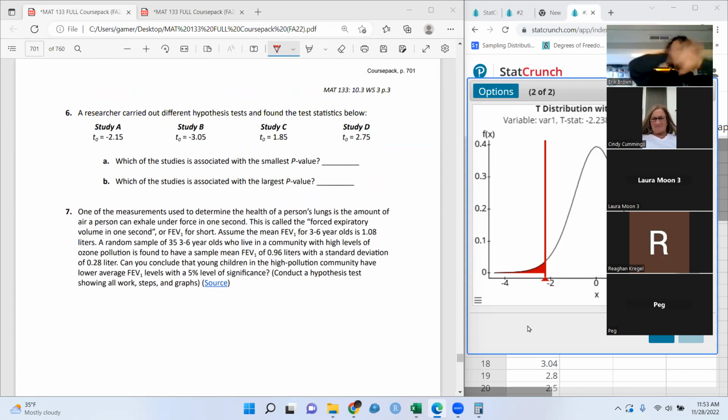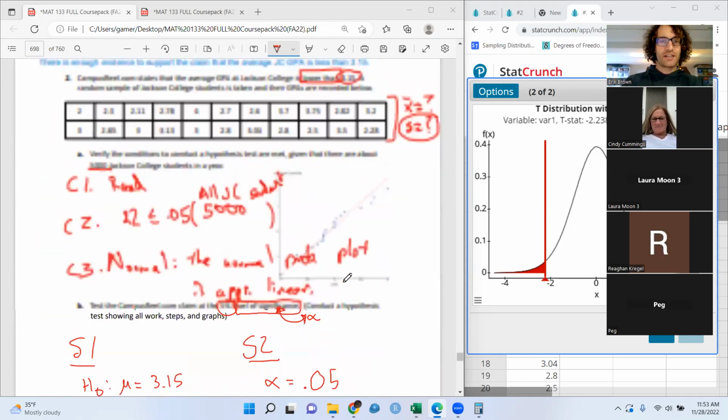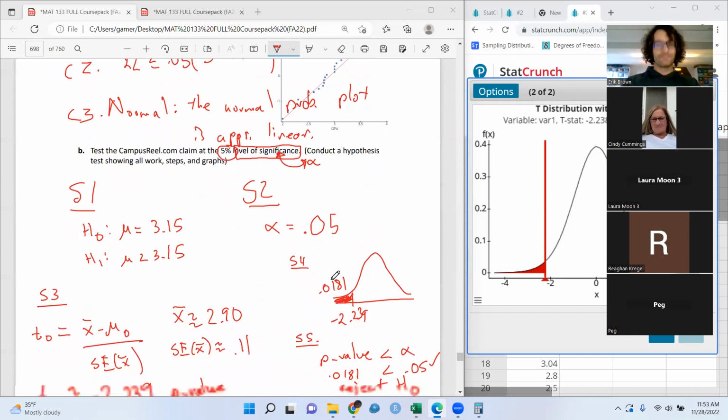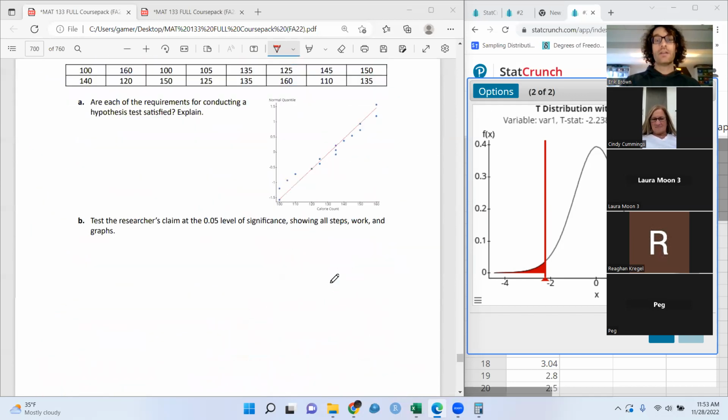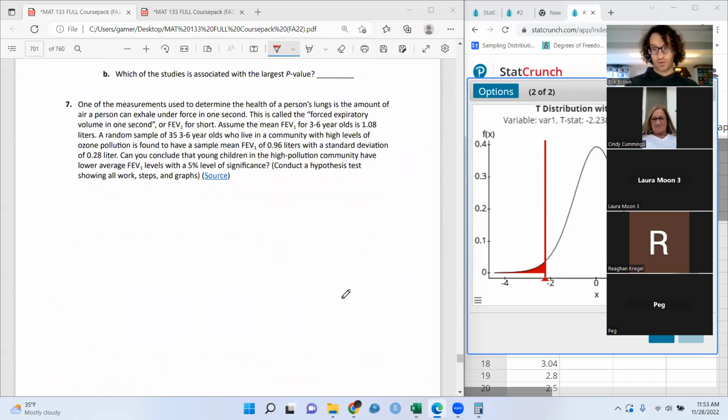What's the difference between this one and the one we just did that should jump out right away? Well, one was a table and one was just words. Okay, so one had a table and this one just has words.